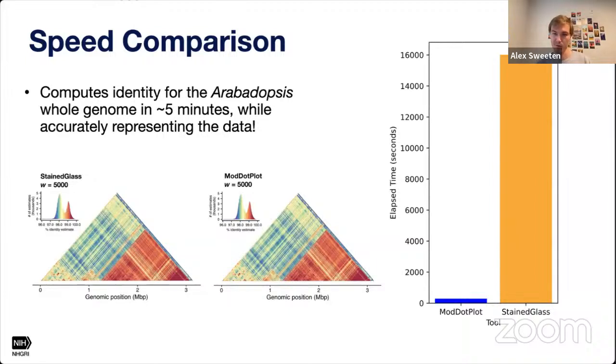And you might think that, okay, with that decrease in runtime, and because we are estimating with sketching, we're going to lose a lot of data, so it's not going to be as accurate of a dot plot, but we actually find that's not true. This is a comparison of 2 centromeres of Arabidopsis, and we can see that their profile of the dot plot is pretty much the same. It's very hard to distinguish any differences between these 2 plots. Only that one was computed by StainedGlass and took 6 hours, and the other was computed by ModDotPlot and took only 5 minutes.